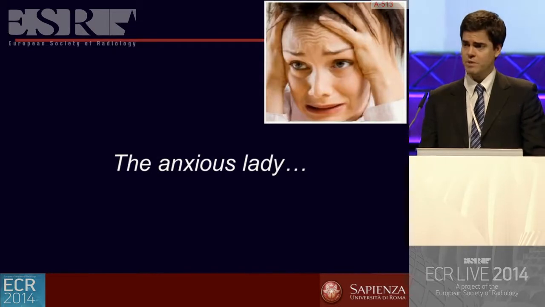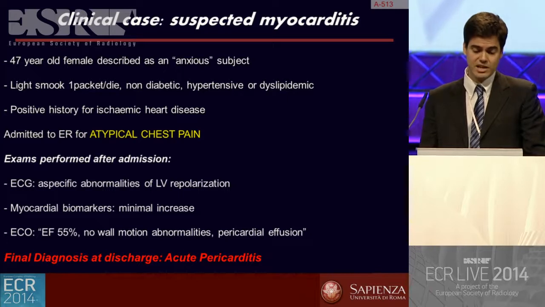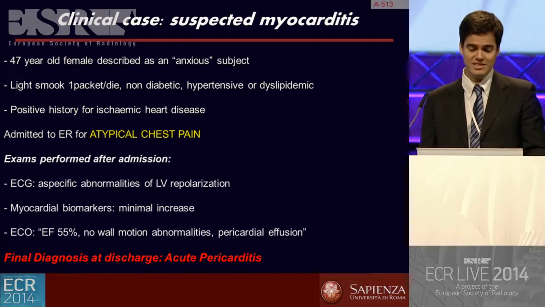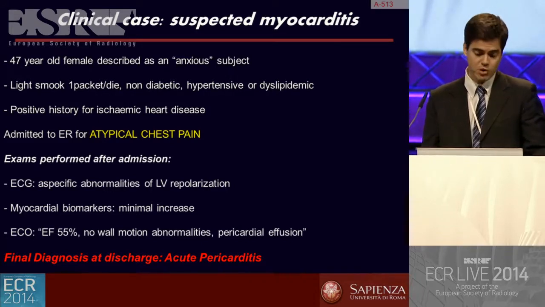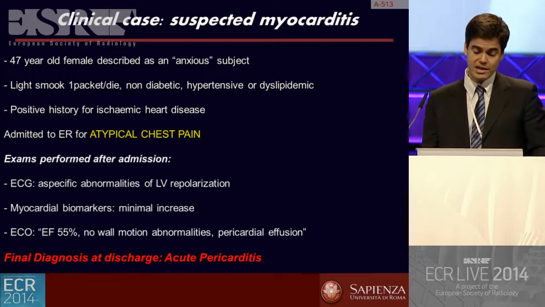we have a couple of minutes, so I would like to show you probably this last case that we call the anxious lady, because she was really anxious, and came to our attention, a 47-year-old lady, initially, because probably in Italy we have this approach to the other gender, but the lady was described from all our colleagues as an anxious lady, so she will create problems. She had a history of light cigarette smoke, non-diabetic, hypertensive or dyslipidemic. She had a positive history for ischemic disease and was admitted with atypical chest pain.